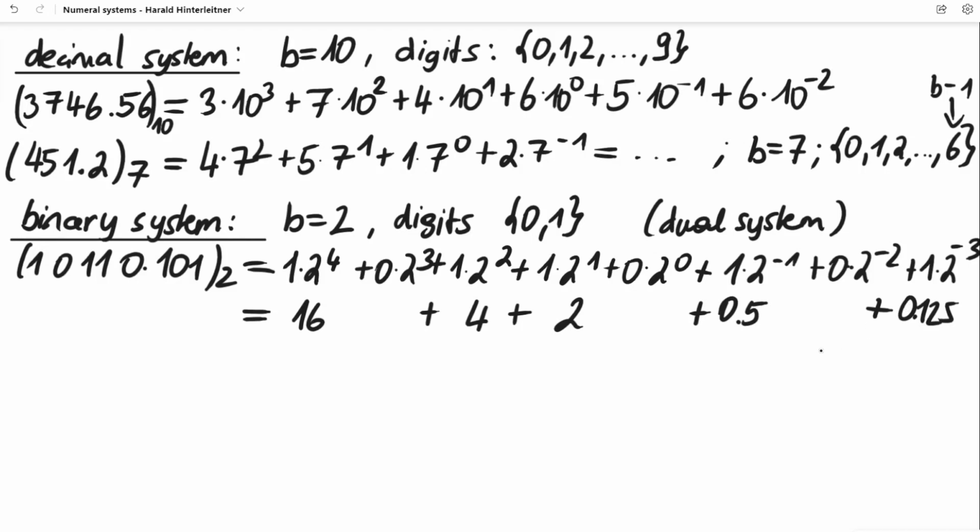And if you summarize this, we get 22.625 in the decimal system. So we also know how to convert binary numbers into decimal numbers. Another important case, another important base in computer science is the hexadecimal system.